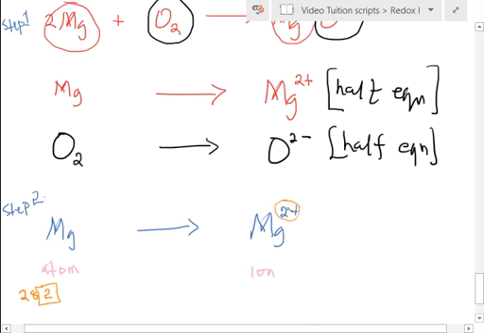So we've seen that it has lost 2 electrons, but how can we represent that 2 electron loss? So it is very simple. We just put minus 2 electrons here.